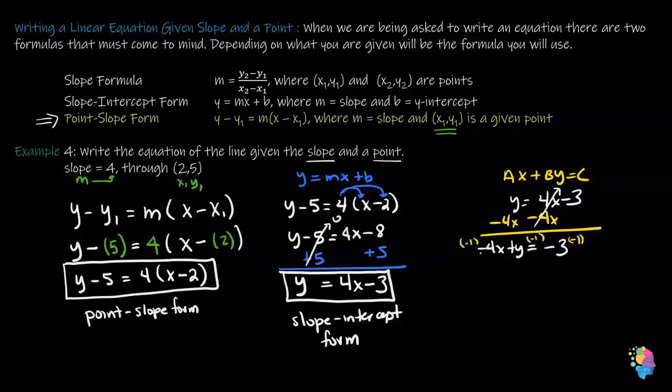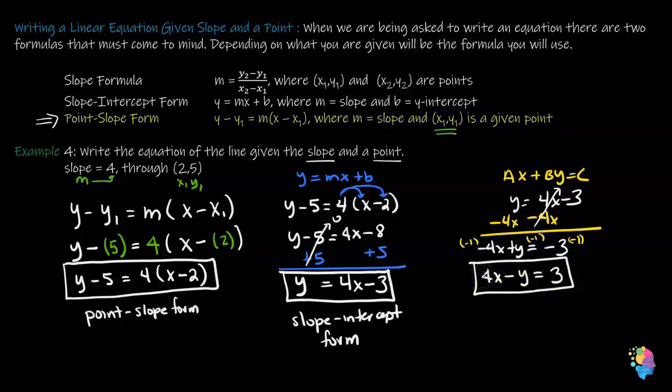So the negative 4x becomes positive 4x, and the positive y becomes minus y. And on the right side, the negative 3 will become positive 3. And we are complete. The x's and the y's are on the left side. All the numbers are whole numbers, and this a is a positive.